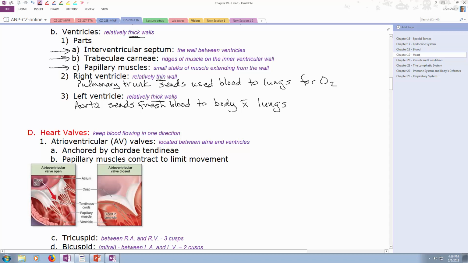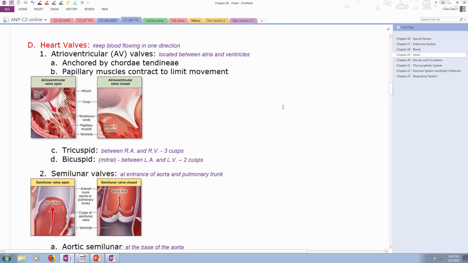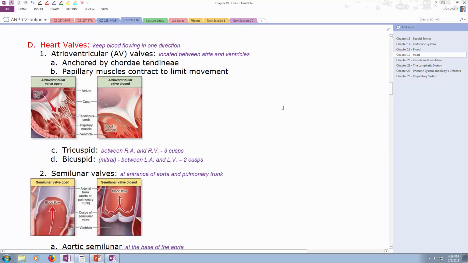Inside the pulmonary trunk and the aorta are some valves, and our valves are designed to make sure blood travels through the heart in only one direction. So we have valves between our atria and ventricles, as well as valves between the ventricles and the arteries that actually exit those ventricles. Let's take a look at the valves that are designed to keep our blood flowing in only one direction, in atria, out ventricles.